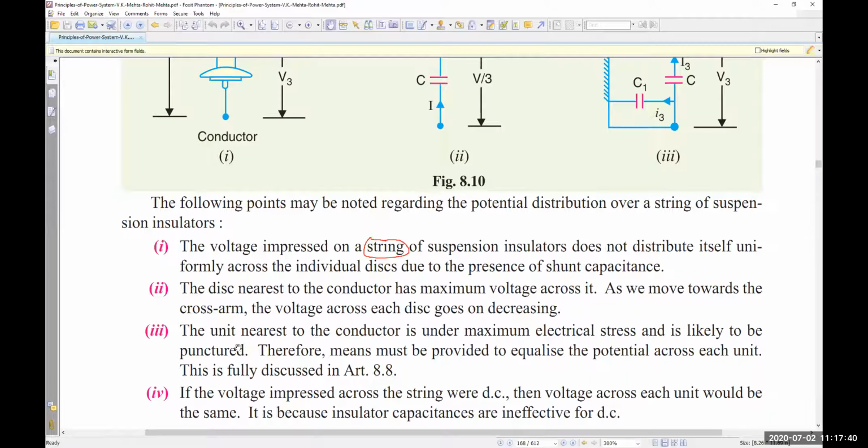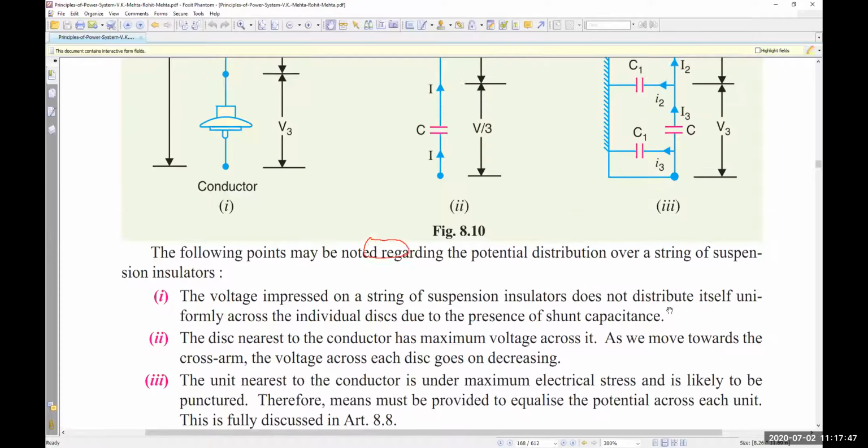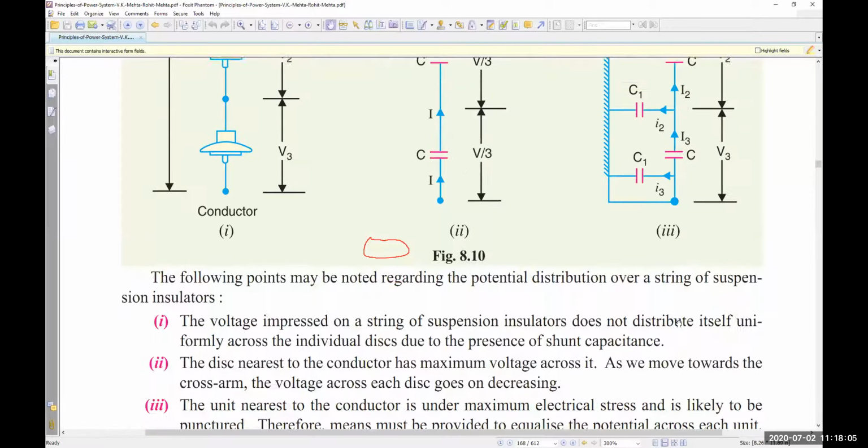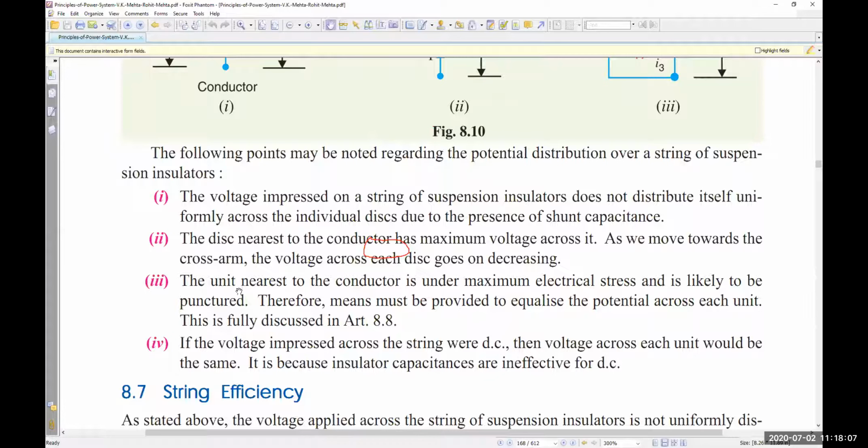Therefore, it must be provided to equalize the potential across each unit. So we have to make them, or try to make them, equal. Remember, we have to try to make them equal. That means it should be 11, 11, 11. We have to minimize the stress. That is our goal. If the voltage impressed across the string gives the DC voltage across each unit, that's okay.